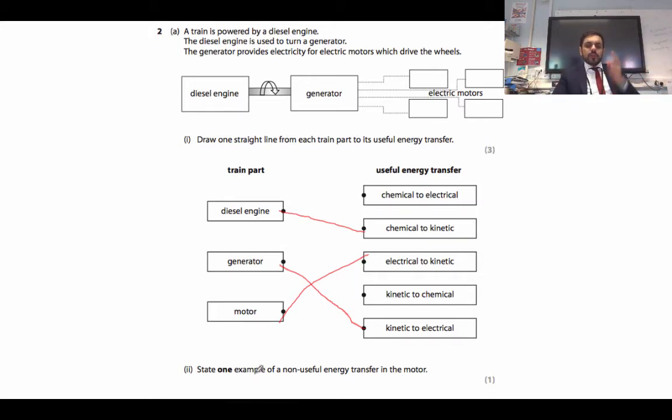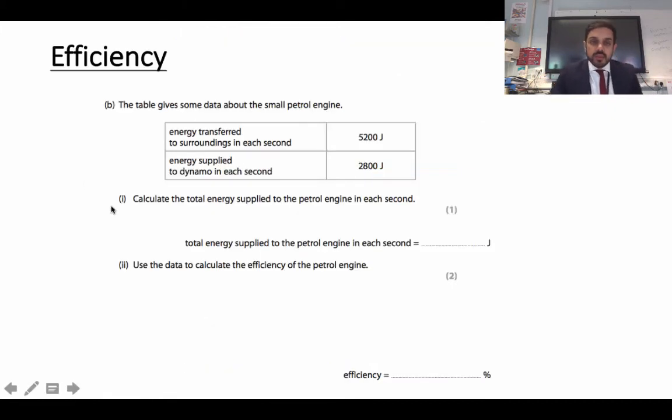State one example of non-useful energy transfer in this motor. So one way in the motor, in which you get non-useful energy transfer. What do you want from the motor? You want the motor to turn the wheels. What other types of energy are going to be given off? Heat could be one. Sound could be another. In general, a lot of the time, heat's going to be the wasted one, the majority of the time. Not many machines give off zero heat. Even your phone, when you charge it up, gives off heat. You don't want the heat, but it gives it off. That is wasted energy.